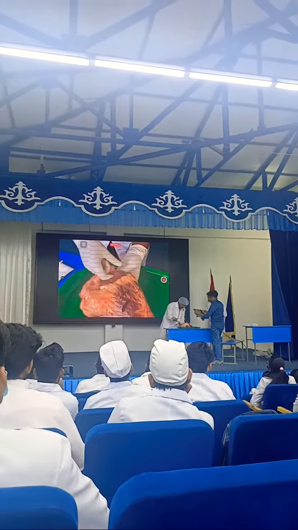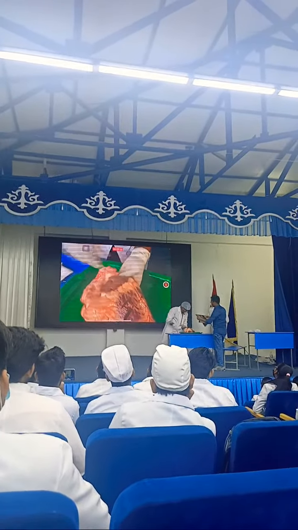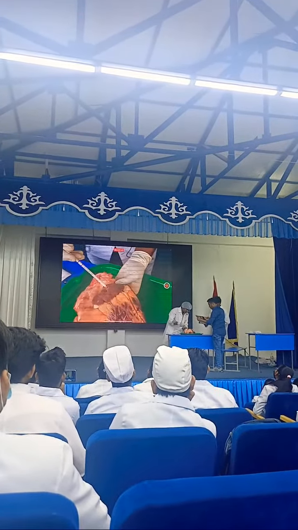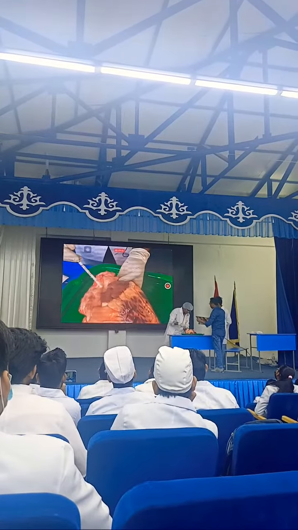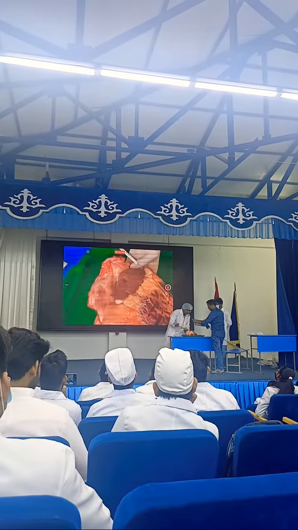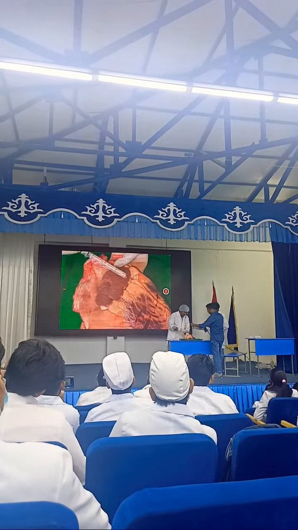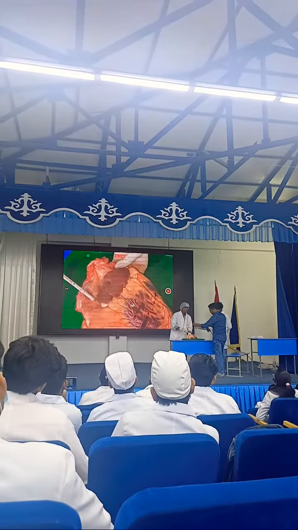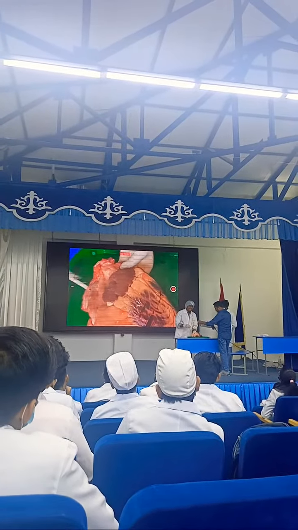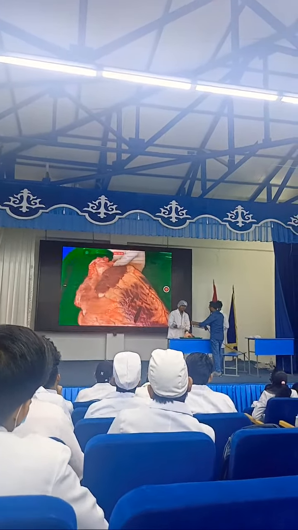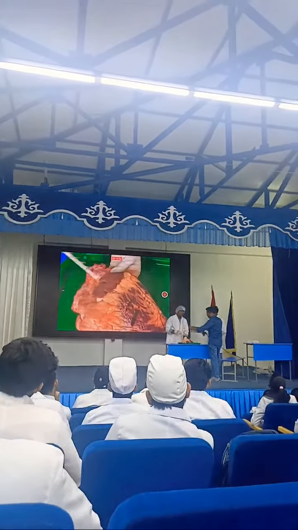Auricle. What is this structure? Auricles. Yes, can you see this? What is this I am showing? So this will be your left auricle, or left atrial appendage, which is the extension of the left atrium.